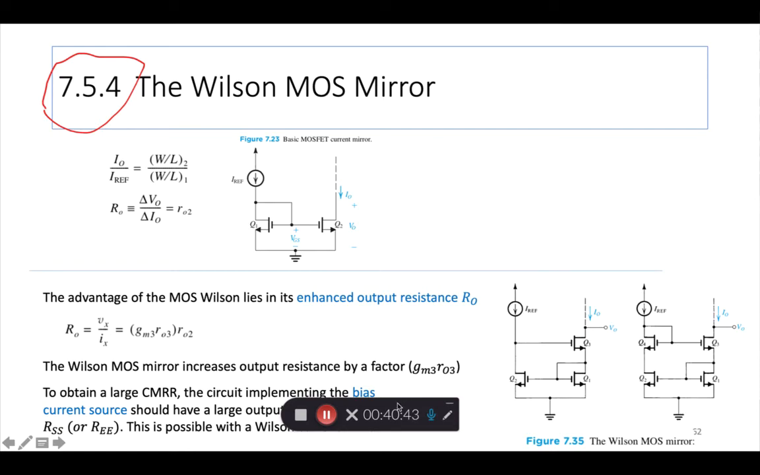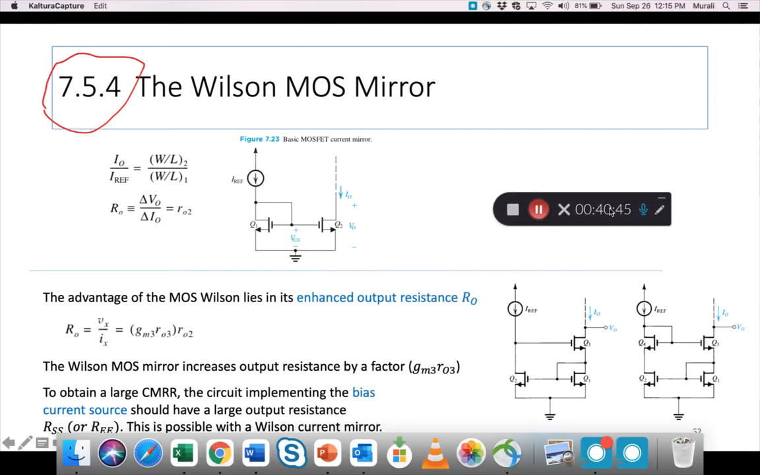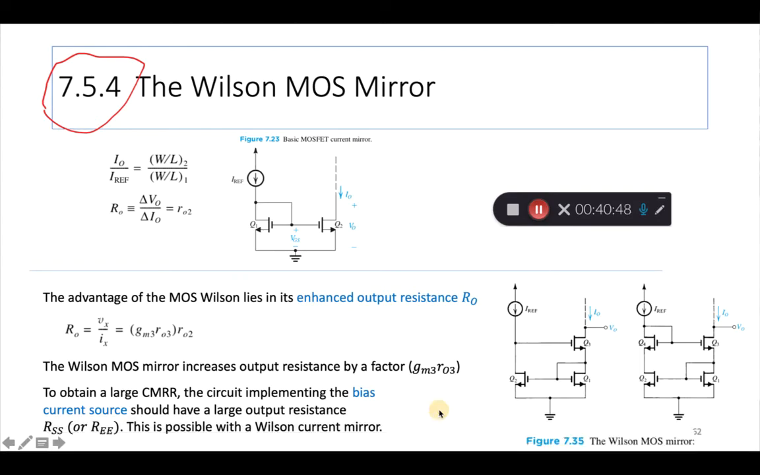And so the advantage of the Wilson MOS mirror is that it increases the output resistance by this factor. So previously, if the output resistance was only RO2, now the output resistance becomes gm3 RO3 times RO2. So this factor in brackets, gm3 RO3, is how much additional output resistance you get by having these extra transistors in the circuit for the current mirror.